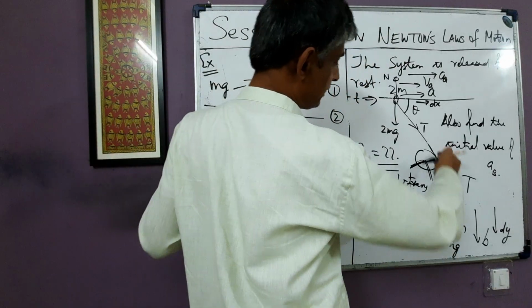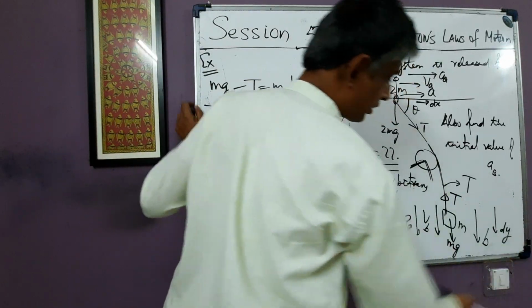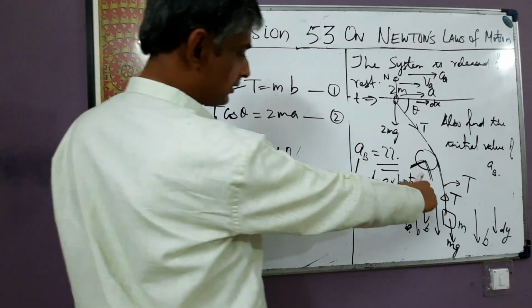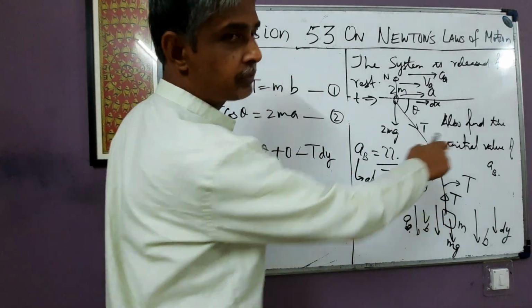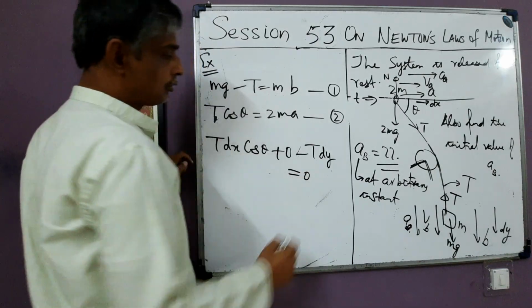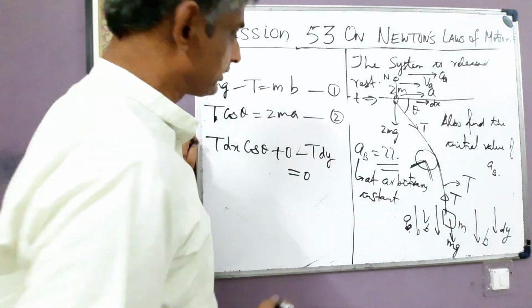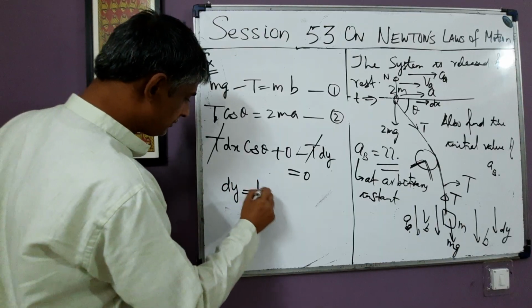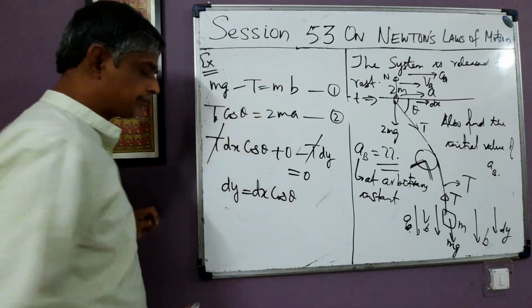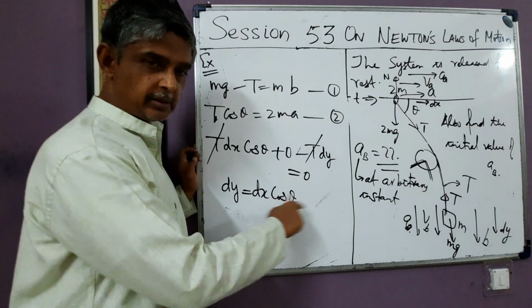On this block, T acts in the upward direction, and it gets displaced dy in the downward direction with respect to the ground. So how much work does the string do on this block? Minus T dy, that is T dy cos 180 degrees. This adds up to 0, because the length of the string is constant. So T and T cancel out. Dy becomes dx cos theta. This is the constraint relation for displacement.